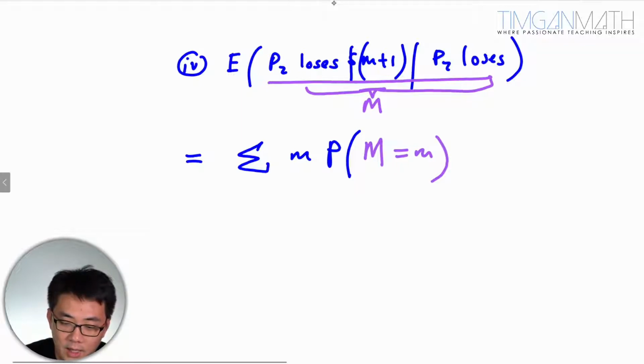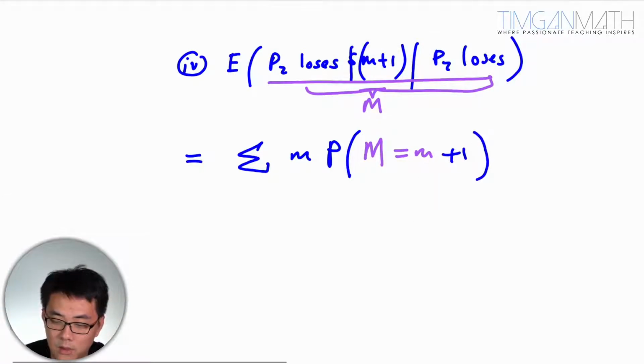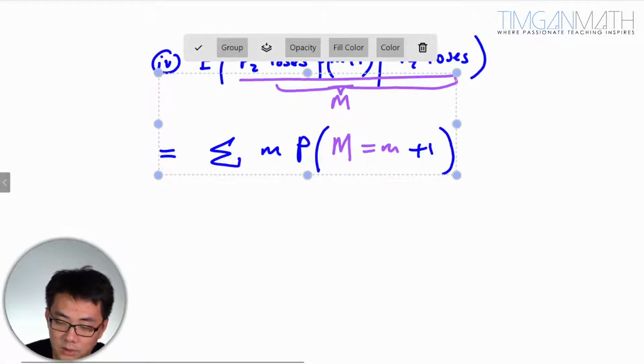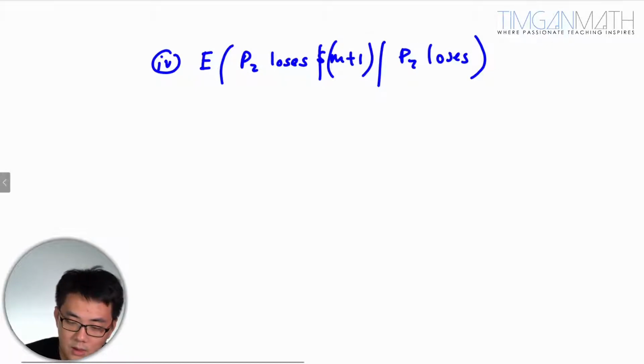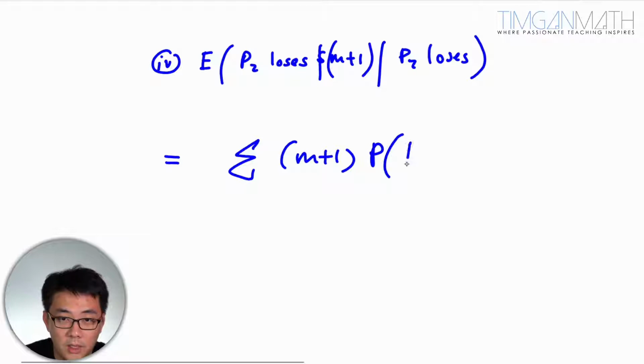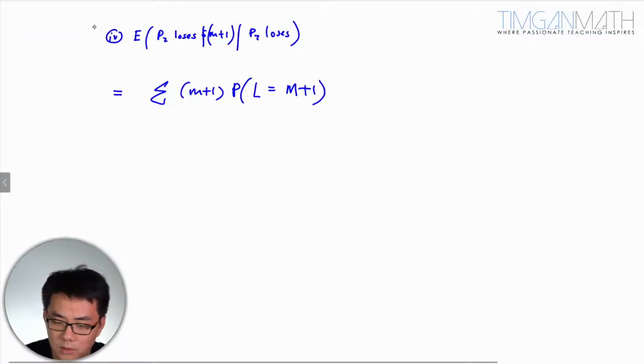Okay, so let m be the amount where you run. So you just keep putting m, or essentially this is actually m plus 1, right? So you're losing m plus 1. So actually what you need to do is, this is m plus 1. So it will just be summation of m plus 1 times the probability of when you lose m plus 1, right? M plus 1. Okay. Let L be the amount he loses.